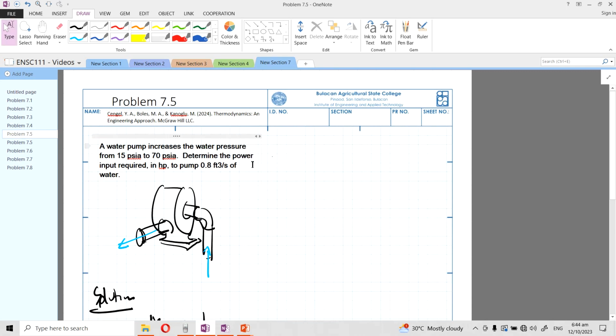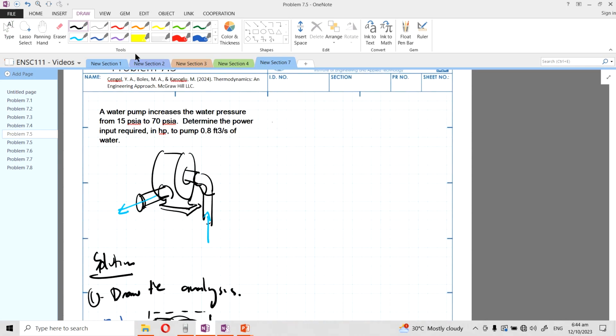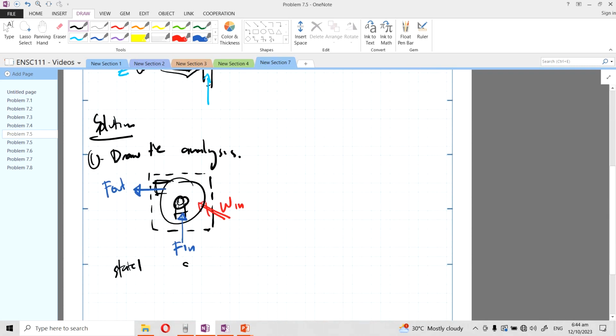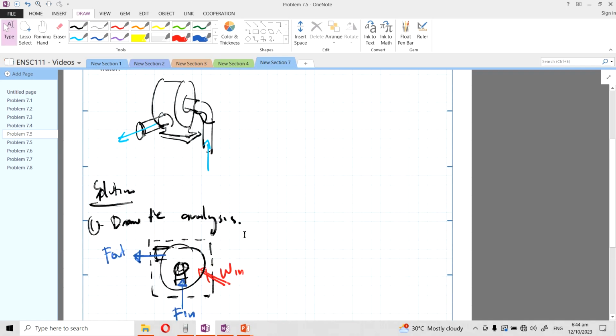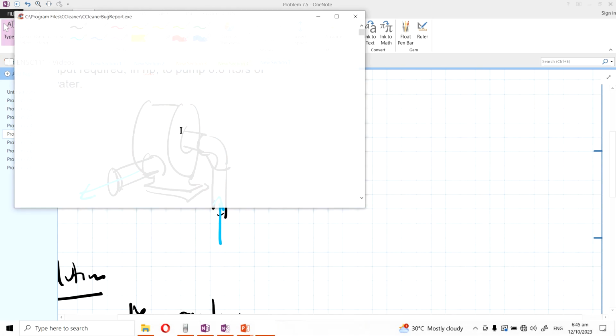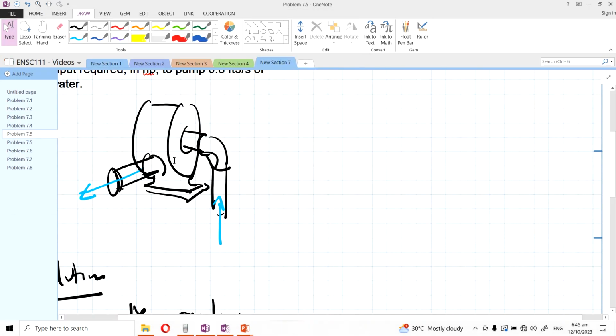And for the state points, this is just a balance. There's not much data given. Anyway, oh yes, there's data. We have state one and state two, but the data is only pressure 1 and pressure 2. Pressure 1 is 15 psia, and this one is 70 psi. That means that the fluid entering here has a lower pressure, but once it's heated up, it has an increased pressure here at the exit point.